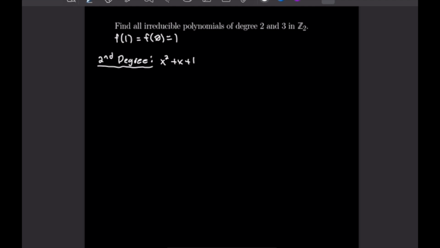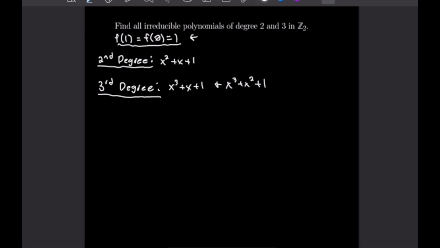And so in the same vein as that, we can look at our third degree polynomials here, and we will actually have two choices for our possible third degree polynomials that satisfy this condition right here. We'll have x cubed plus x plus 1, and we will also have x cubed plus x squared plus 1. And those will be the only choices for third degree polynomials, just due to how restrictive Z2 is. So those are all of our irreducible polynomials of degree 2 and 3. It's pretty straightforward once you realize this condition that I wrote at the top here. I found this to be one of the problems that you would not want to overcomplicate. So let's go ahead and get to the next example.